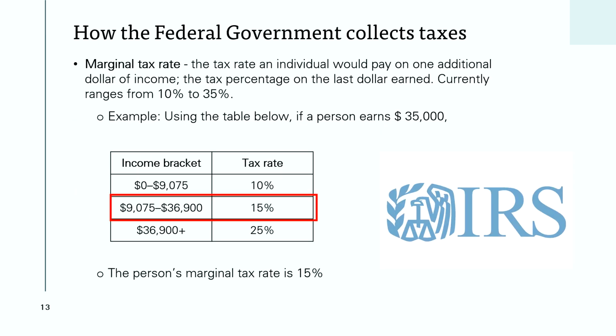A common point of confusion is the marginal tax rate. This is the tax percentage applied only to the last dollar you earned. It does not apply to your entire income. For example, using the table below, if a person earns $35,000, the person's marginal tax rate is just 15%.